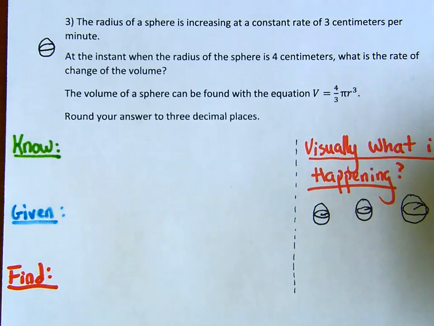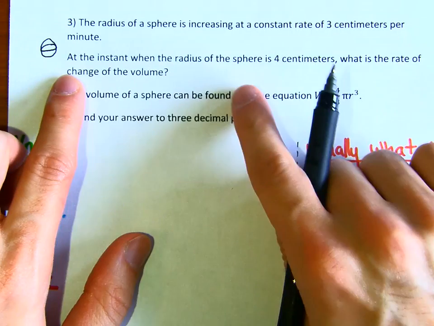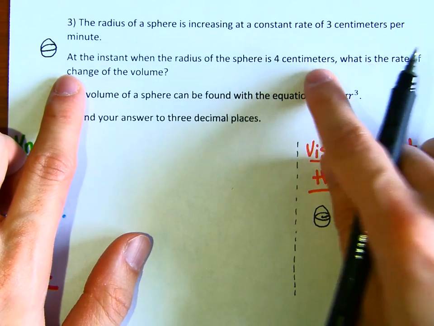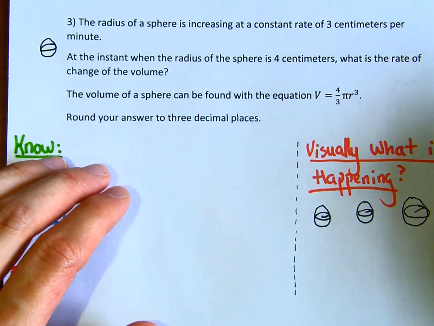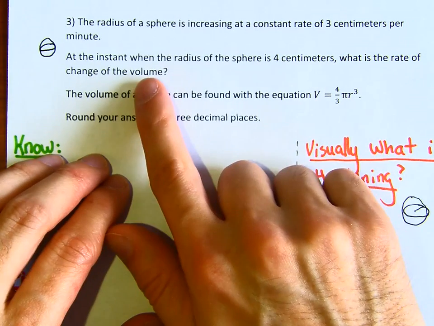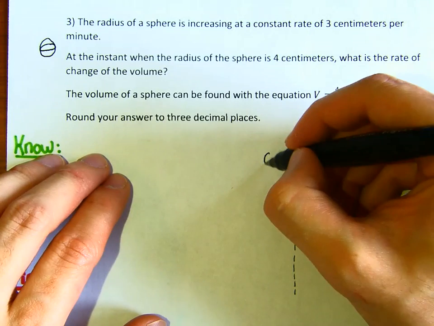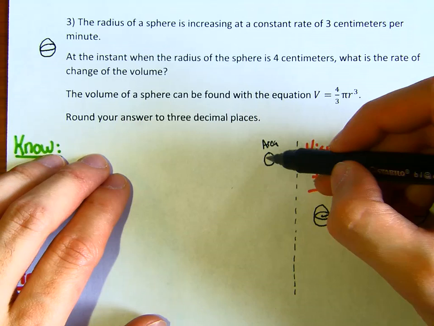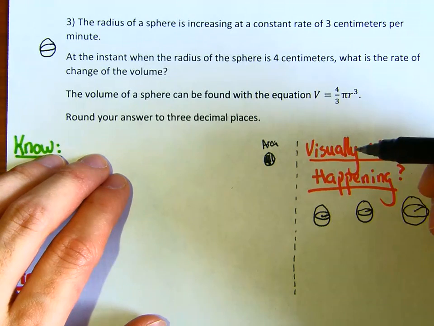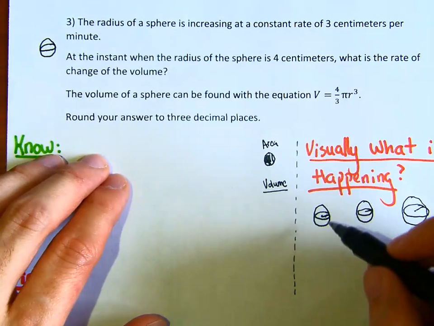Let's continue reading. It says at the instant when the radius of the sphere is 4 centimeters, what is the rate of change of the volume? So volume, we have to be okay with this word. Like before, if I have a circle and I ask what's the area of the circle, it's how much is on the inside. But volume talks about a three-dimensional shape.